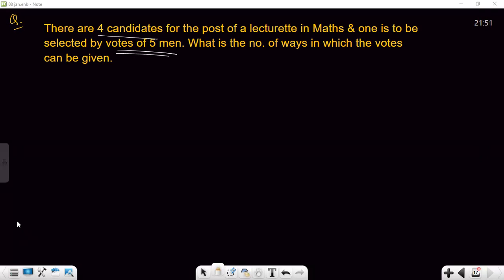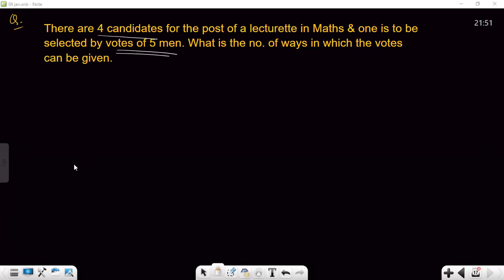By fixed, I mean that which particular event is going to exhaust itself completely, that it is for sure going to happen. Whether these five men are definitely going to vote, or these four candidates are definitely going to make themselves to the lecturer maths position. It is indeed that only one candidate is going to get selected. But these five men of the board will definitely vote. It is a definite thing.